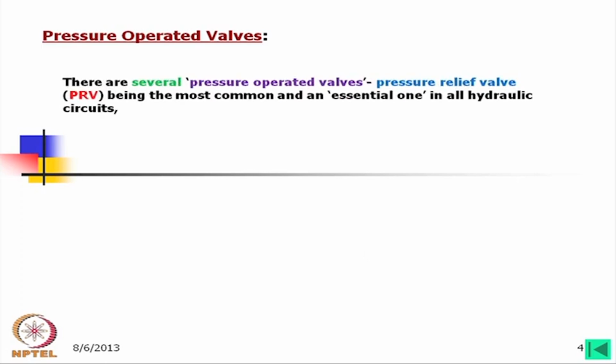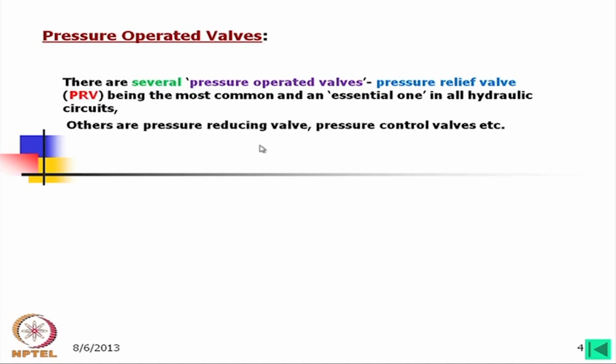There are several pressure operated valves. The pressure relief valve, most commonly called PRV, is the most common and an essential one in all hydraulic circuits. Others are pressure reducing valve, pressure control valves, etc.